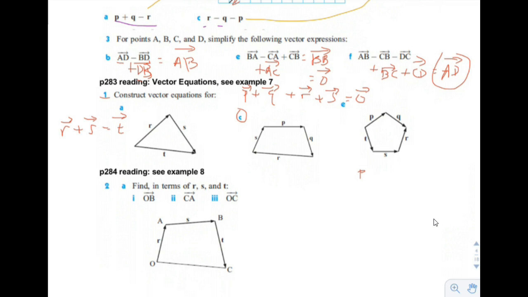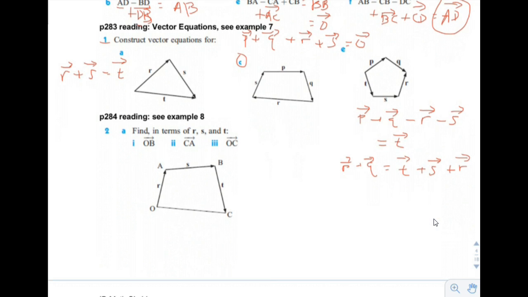What about this one? We could say P plus Q minus R, or no, minus S is equal to T. Okay, or something like that. Or you could say maybe P plus Q is equal to T plus S plus R, something like that. Either one of those.